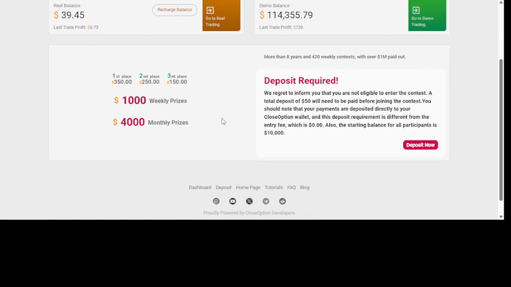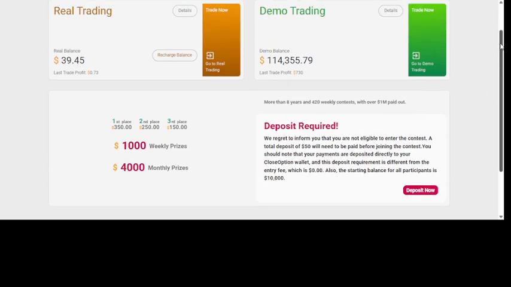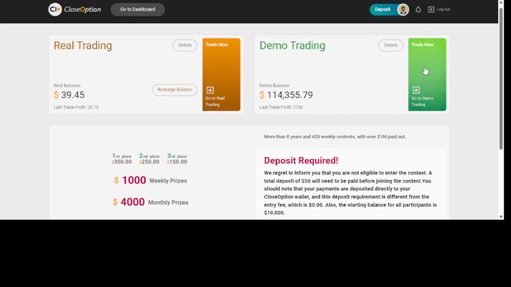contest account. They have weekly contests, first prize 350, second 250, third 150. They've been doing this for more than 8 years. They've had a total of 420 weekly contests, over $1 million paid out. Okay, but we're going to be focusing on the demo platform for now. So let's load up the demo platform.